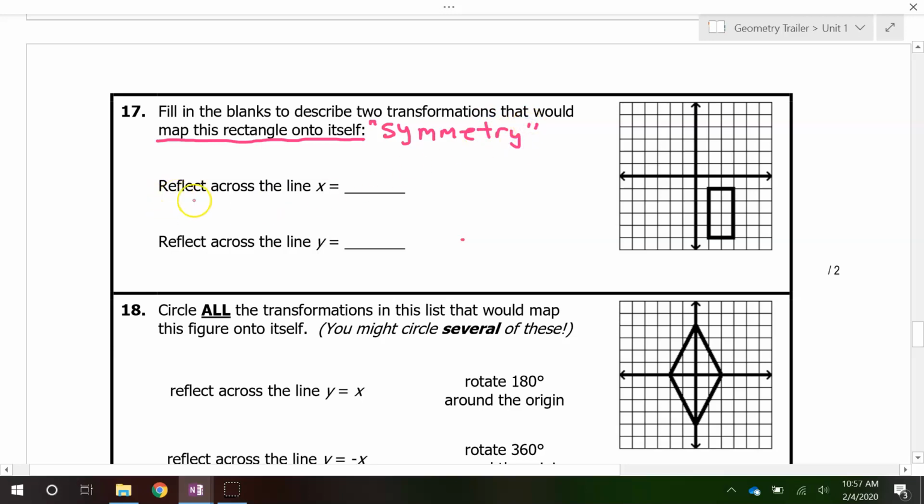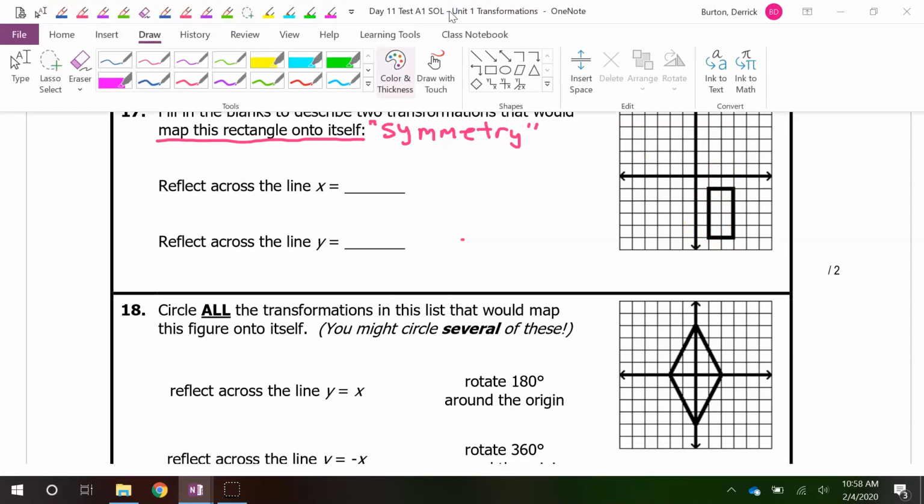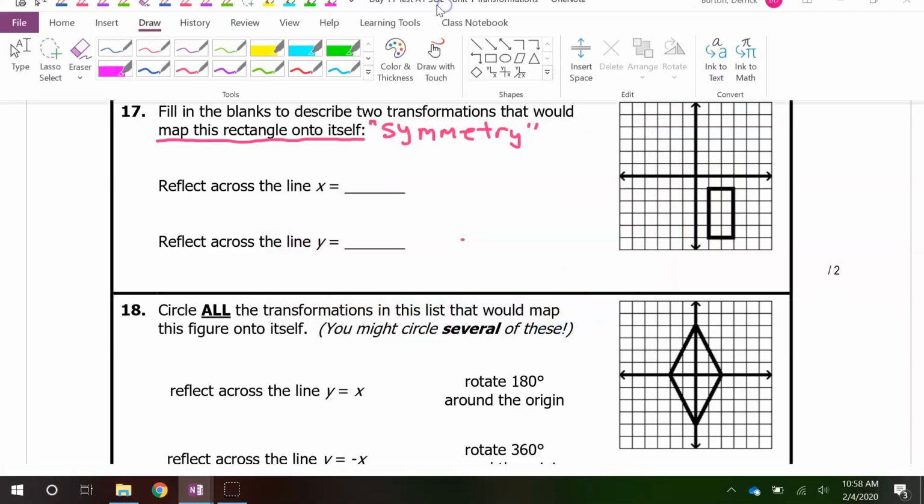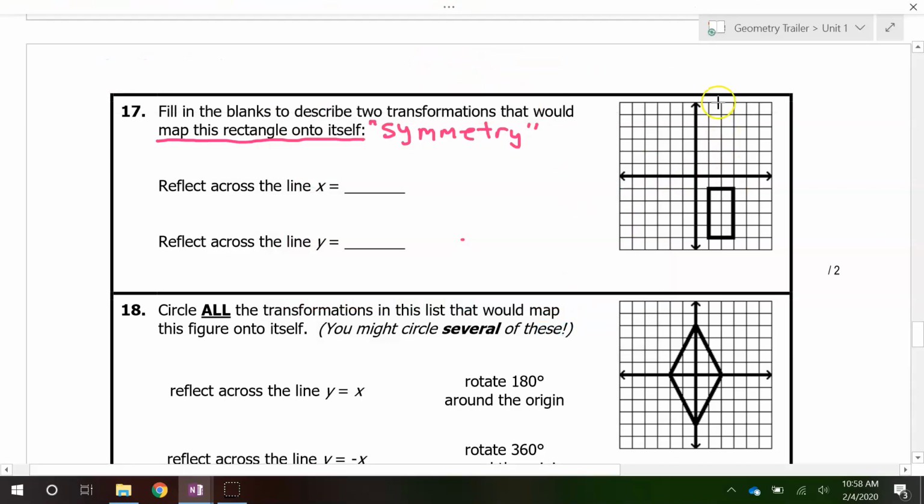At least when you're talking about reflections, it has to be a line of symmetry. So what would be a line of symmetry for this little picture? There's one line of symmetry that's going to be right here. Can you see that this line splits the rectangle right down the middle?